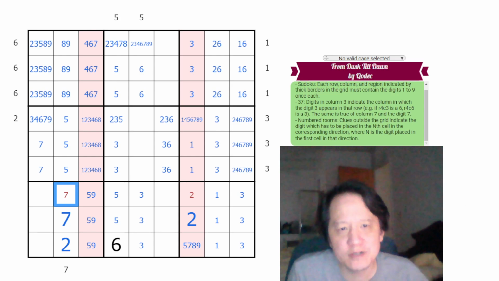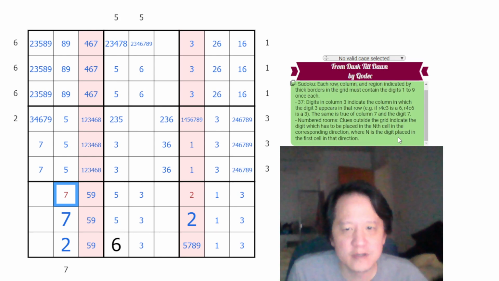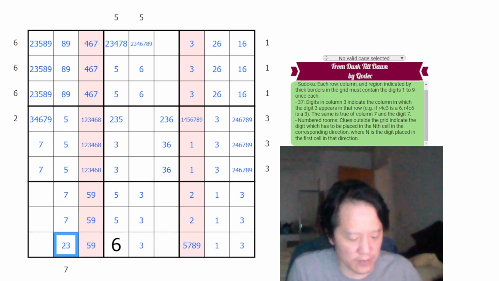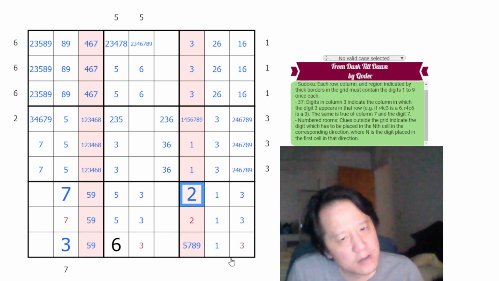Are there enough clues here? Are there any hidden clues? Each row, column, and region indicated by thick borders in the grid. Okay, digits in 3, 7. Clues outside the grid indicate the digit which has to be placed in the nth. Okay, that doesn't give us anything. Say it's 3. This would be 7. This would be 2. Then this would be 2. Interesting.